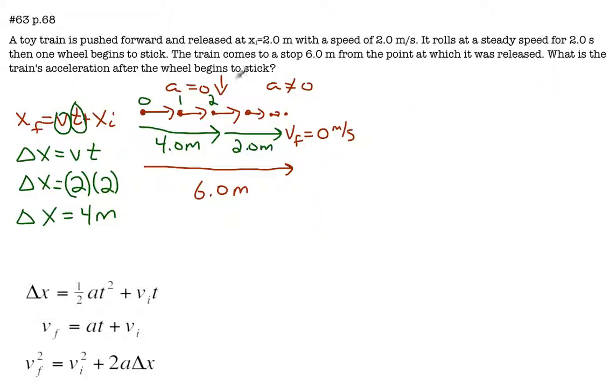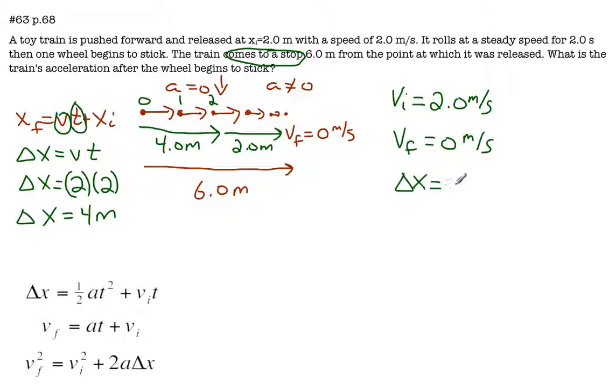Right? Ultimately, we want to know the train's acceleration after the wheel began to stick. So we need to find acceleration during this motion. We know the initial velocity, and this is during the accelerated motion. The initial velocity is 2.0 meters per second, because that was the last velocity the car had during this 4 meters of moving. We know the final velocity is 0 meters per second, because it says that the car comes to a stop. Comes to a stop is a way of saying that the velocity is 0. We know the distance that the object is going to travel during the acceleration. It's going to travel 2 meters to the right, so I'm going to say delta x is 2.0 meters.